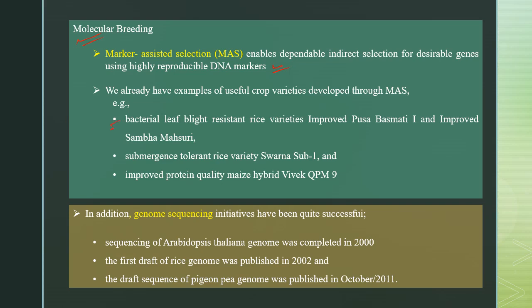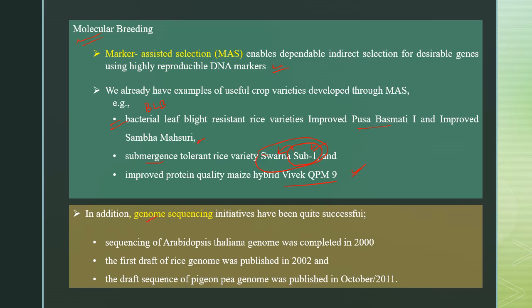For bacterial leaf blight in rice, we have developed improved Pusa Basmati 1 and improved Samba Mahsuri, which are bacterial leaf blight, BLB, resistant. In case of submergence tolerance, we have Swarna Sub1. We have transferred the Sub1 gene to the Swarna variety. Improved protein quality maize varieties like Vivek QPM 9 were also developed using this marker assisted selection.